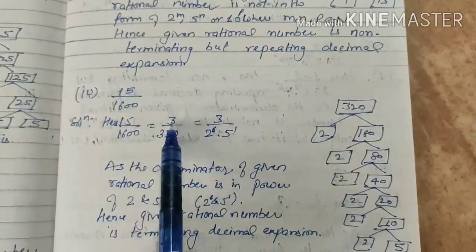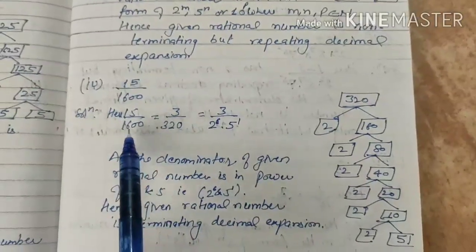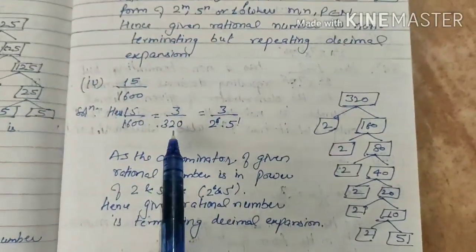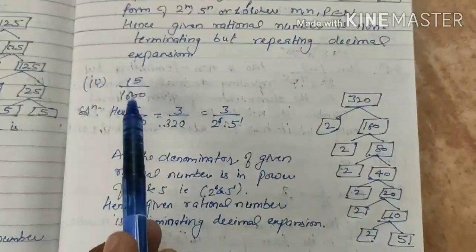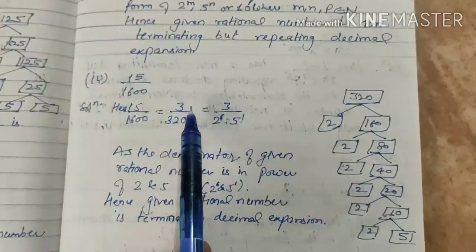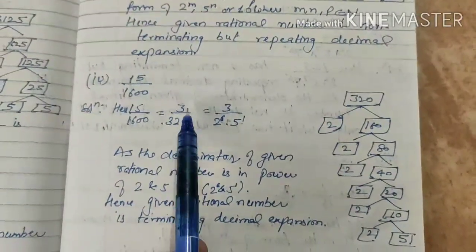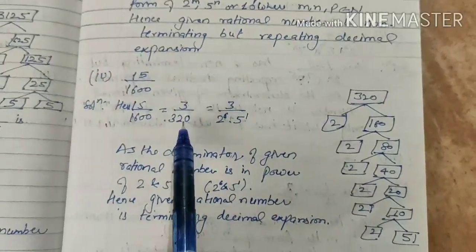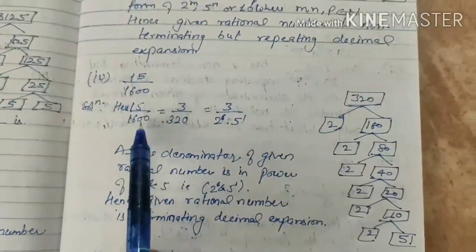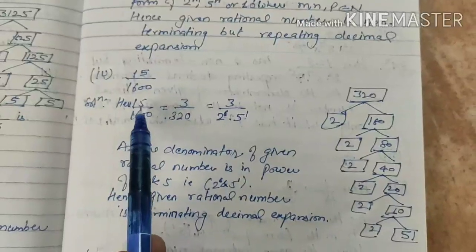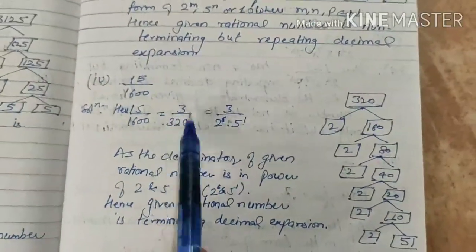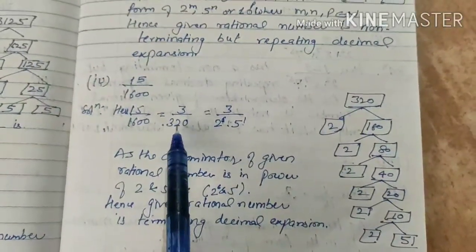So this can be written as 3 × 5 is 15 and 320 × 5 becomes 1600. So this can be written as 3 upon 320. The given number must be in the lowest form, that is in standard p by q form, where p and q don't have any common factor other than 1. Here they have a common factor of 5, so this is not a rational number in proper form. So this is the proper rational number, 3 by 320.